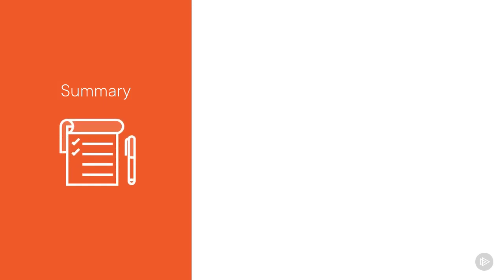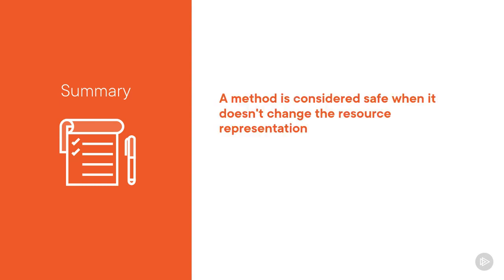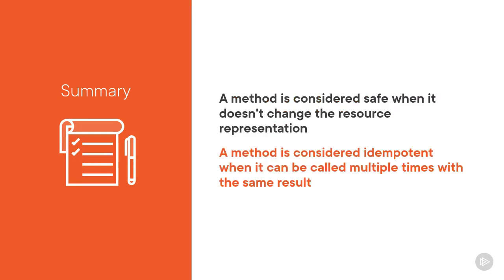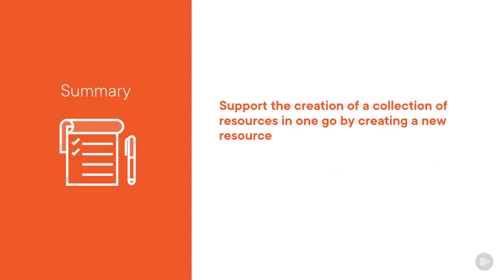In the beginning of the module, we learned about method safety and method idempotency. A method is considered safe when it does not change the resource representation. A method is considered idempotent when it can be called multiple times with the same result. Method safety and method idempotency help us decide what we are allowed to do for each method, which makes them two important principles when deciding on which method to use for which use case.